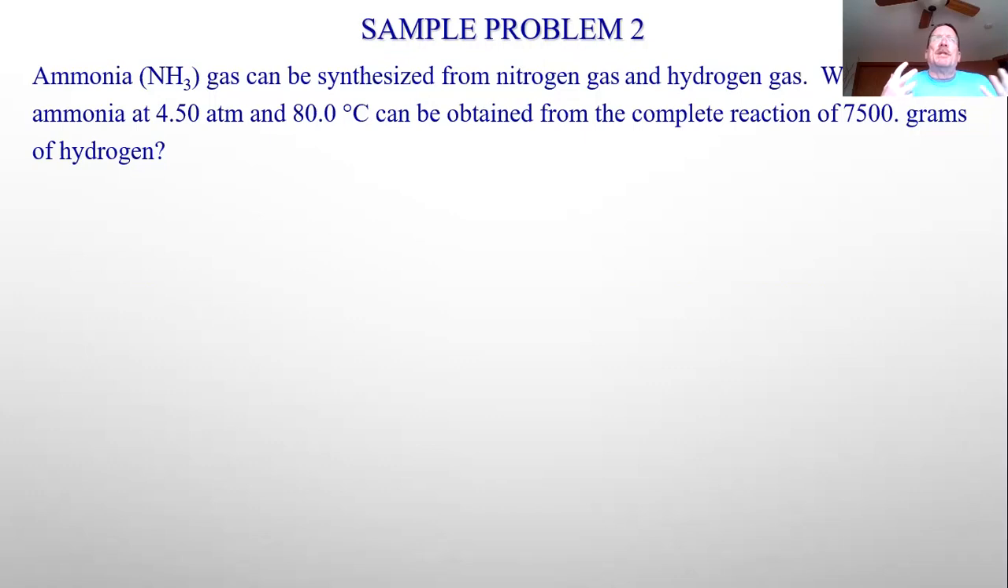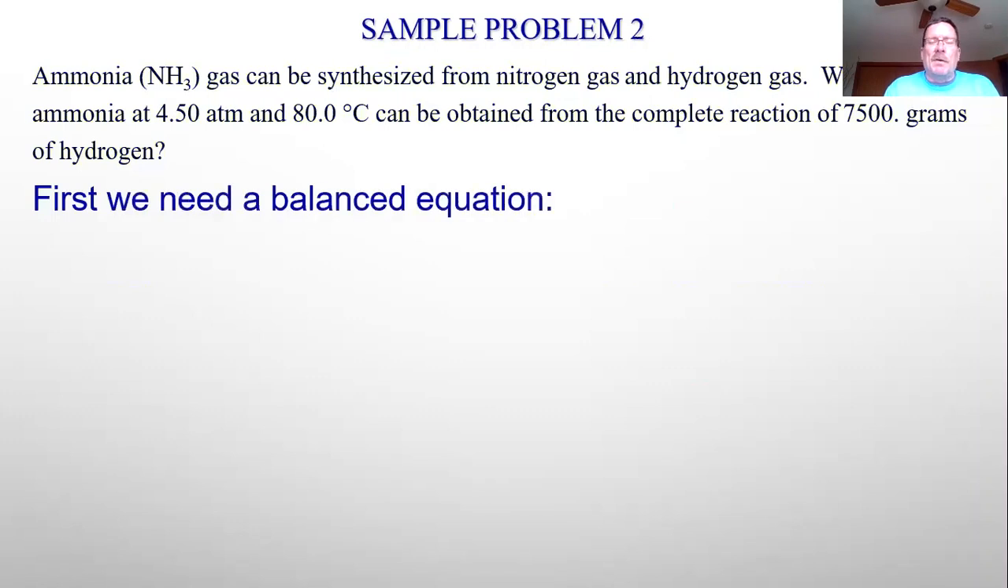So here's one where you just know the mass of the stuff you have. And the stoichiometry is really no different. You're going to turn that mass into moles. You're going to do a mole ratio, and you're going to plug it into the ideal gas equation. So let's look at that. First, you need a balanced equation. There it is.